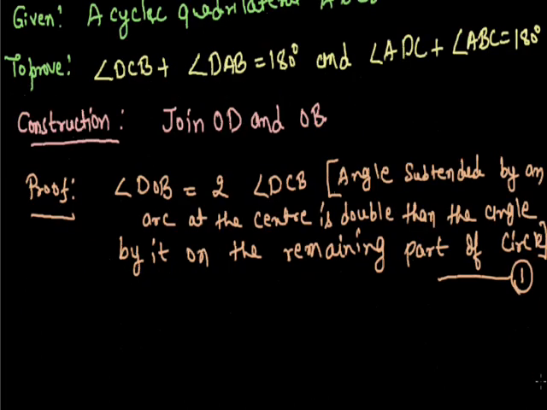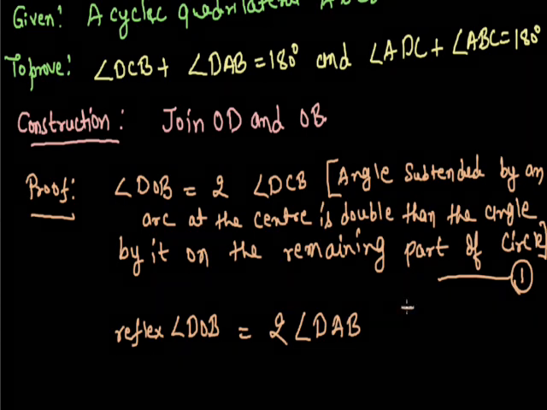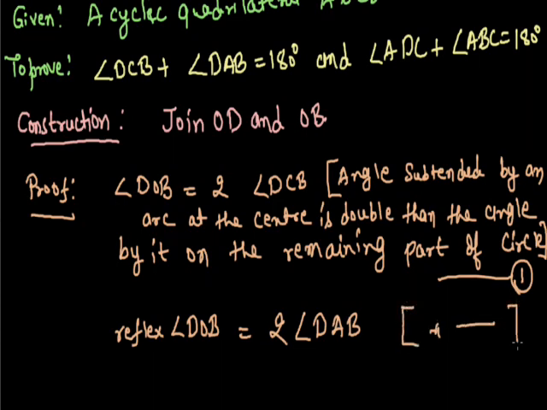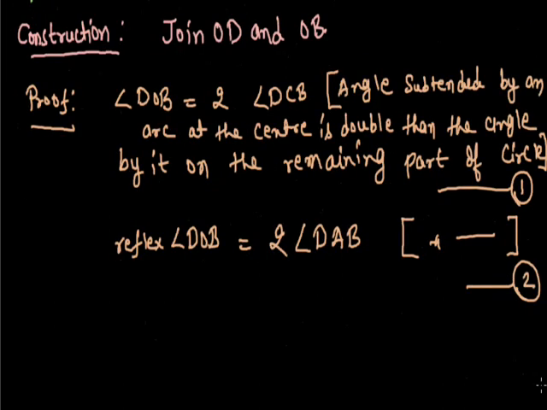Similarly, reflex angle DOB is equal to twice angle DAB, again by the same property. Let this be the second equation. Now add equation 1 and equation 2.